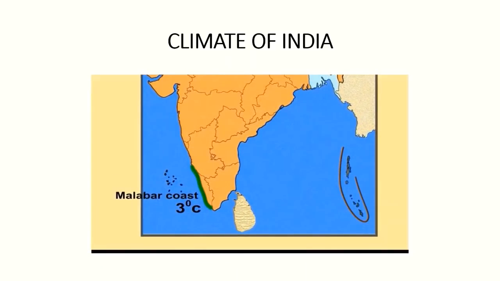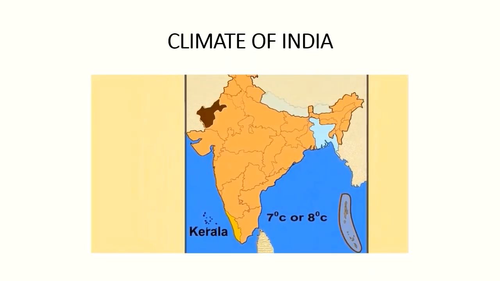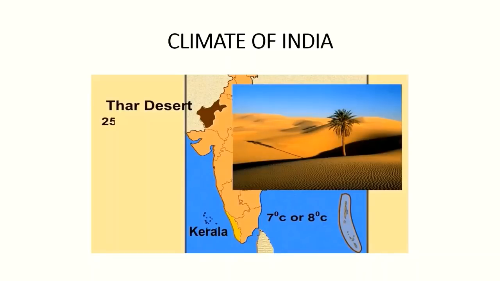Now, the difference between day and night temperature in Kerala and in Andaman and Nicobar Islands may be about 7 degrees to 8 degrees, whereas in Thar Desert, it can be 20 degrees to 30 degrees Celsius. This means that the day temperatures in Thar Desert may be 50 degrees Celsius and night may be 20 degrees Celsius. The difference between them is 30 degrees Celsius.